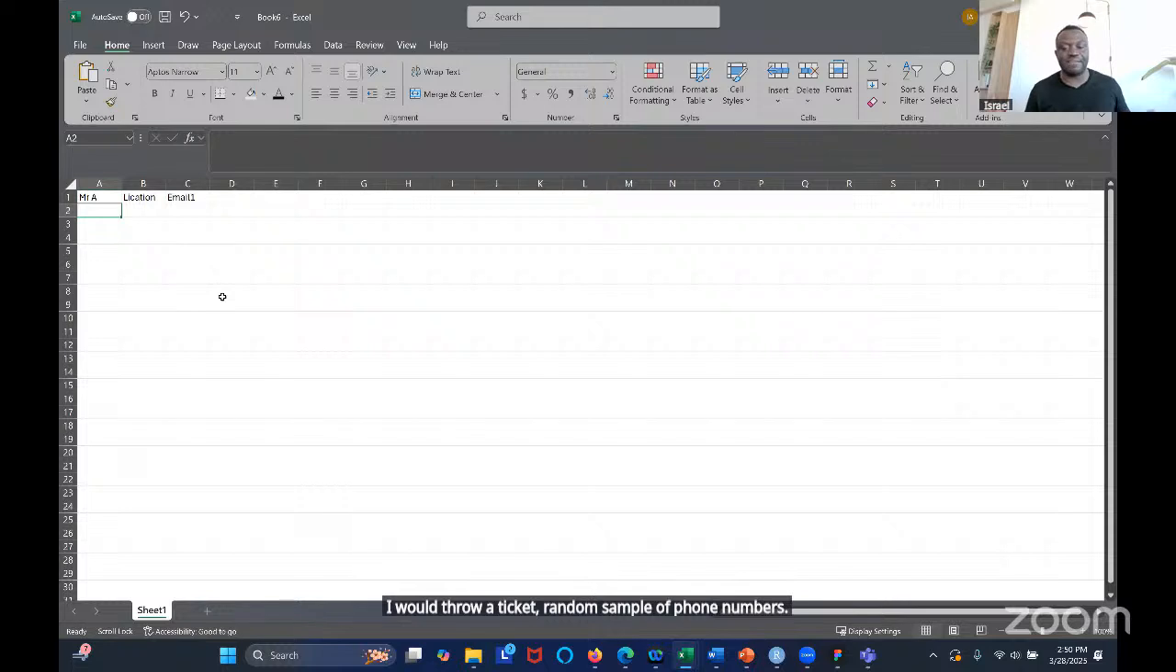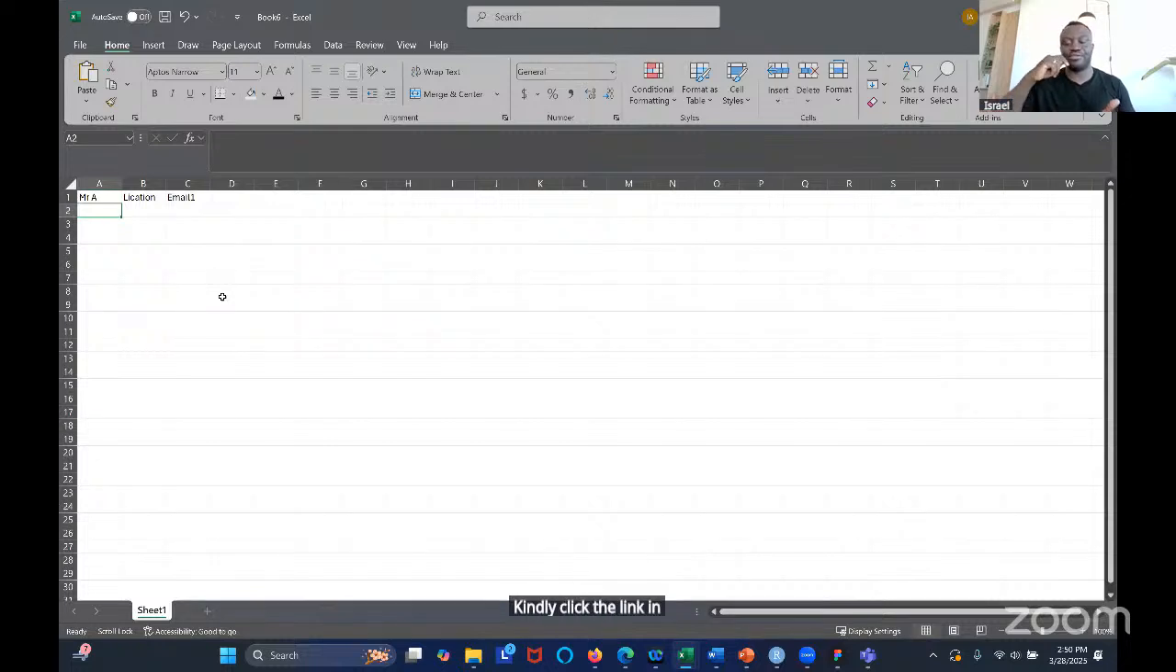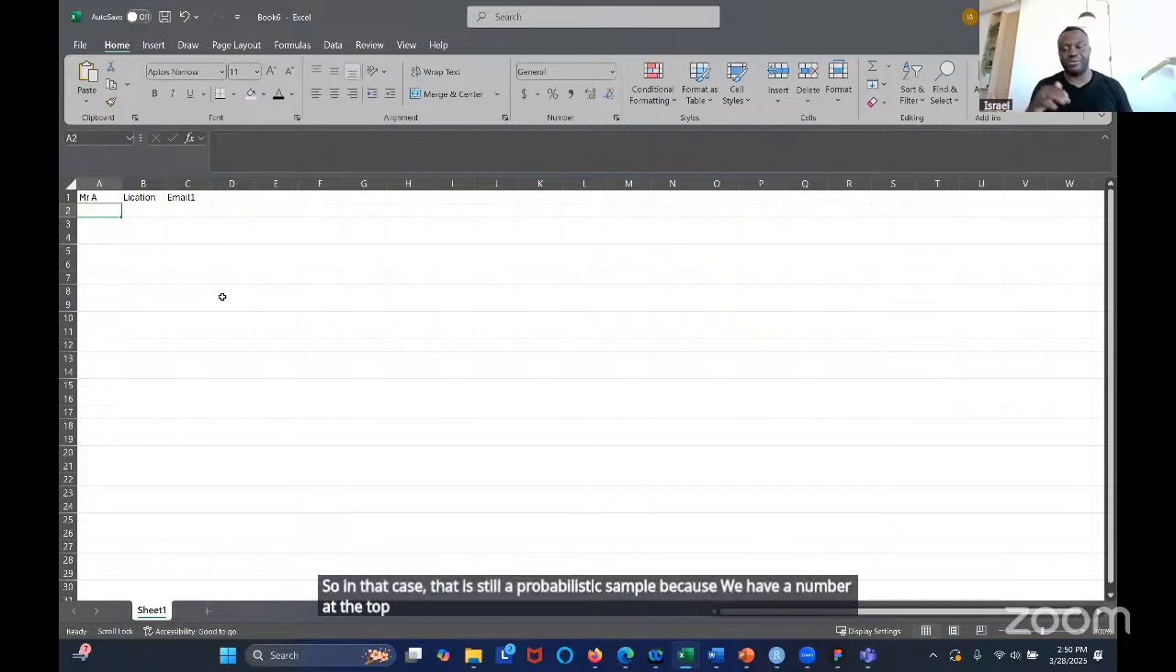Most people use smartphones these days. So when we send them a text message, hey, this is from the Census Bureau, we want to do a survey, kindly click the link in this text message to take the survey. So in that case, that is still a probabilistic sample, because we have a number at the top and a number at the bottom. The number at the bottom is everybody who uses a mobile phone in this country. We can access that data and send them surveys, right?